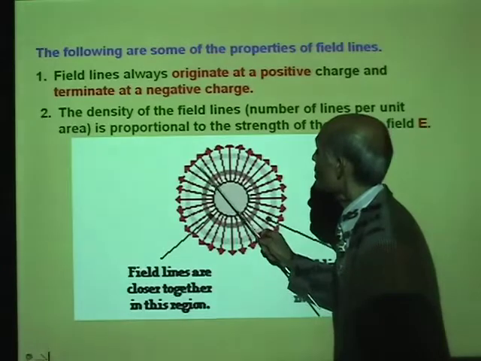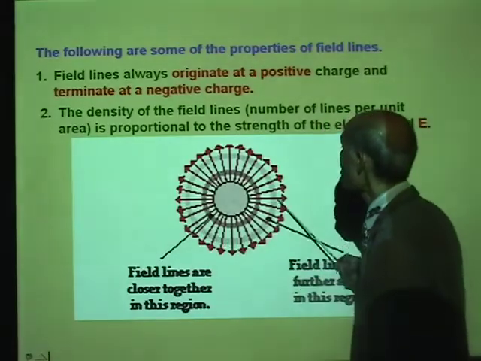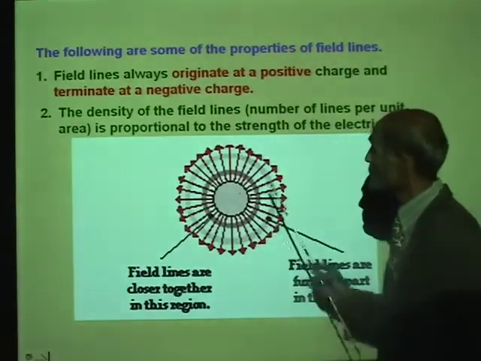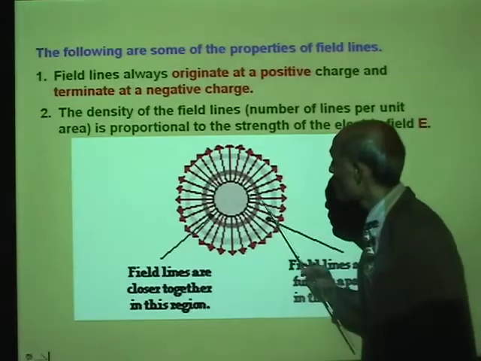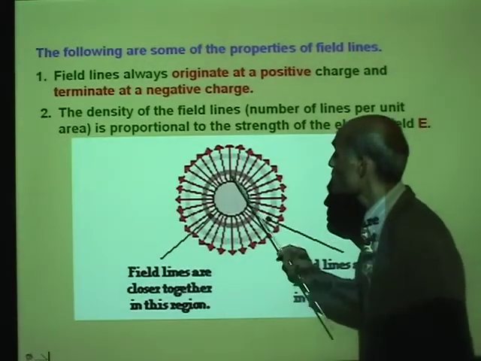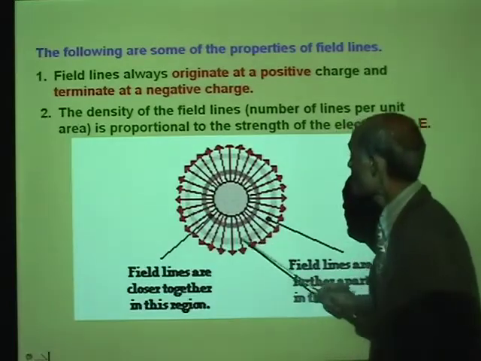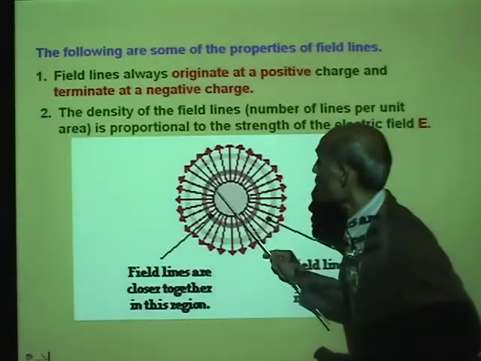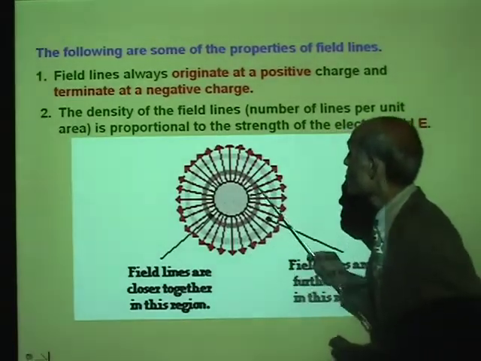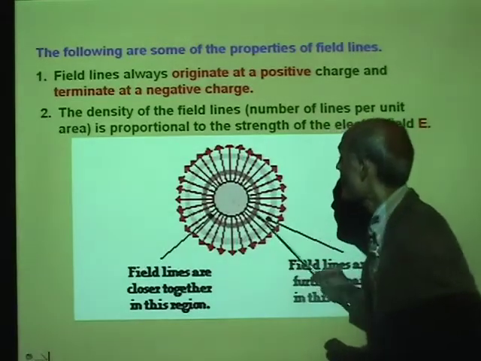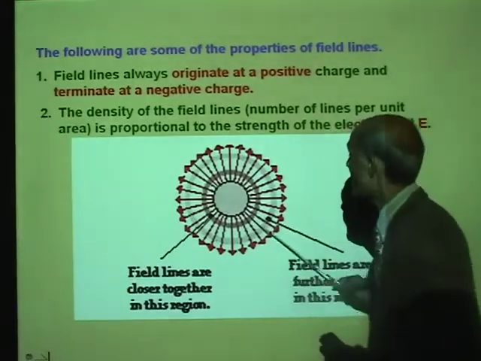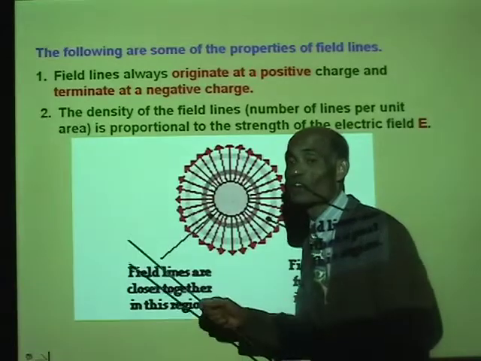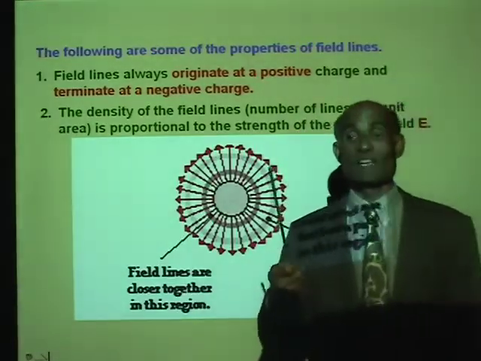And if you go out, now look at that ring. The field lines are not as close there as they are here. So, around this circle, the field lines are closer together, and in this region, the field lines are farther apart. That means the intensity or the strength of the electric field is much stronger around here than around here. Why? Because as we move away from the electric charge, the strength of the field becomes less and less.